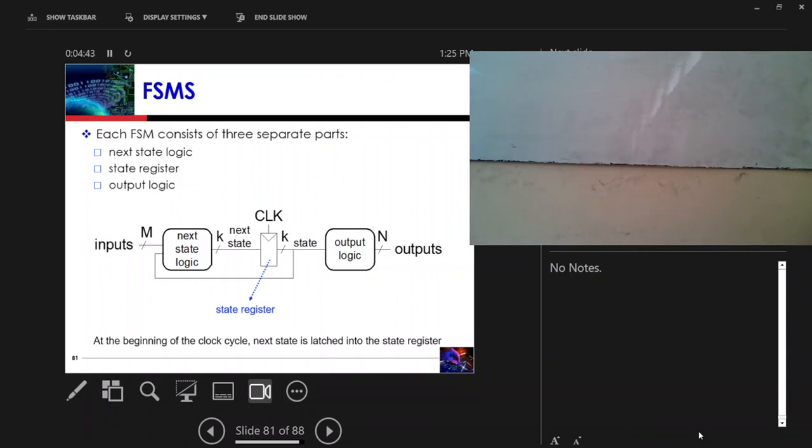So this is the FSM diagram. You already know this. I've taught this over and over again.